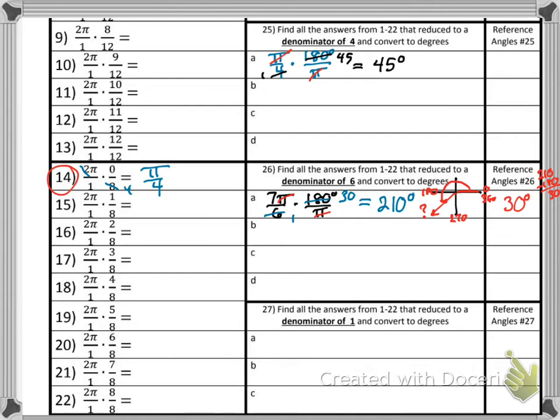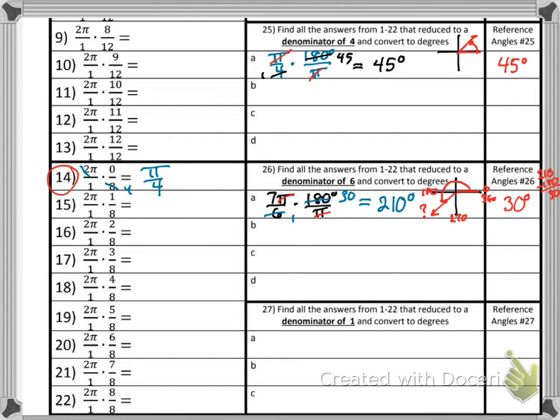And if you were looking at a drawing, 45 degrees would be right there. The distance to the nearest part of the x-axis would be 45 degrees. Let's do another from this section.